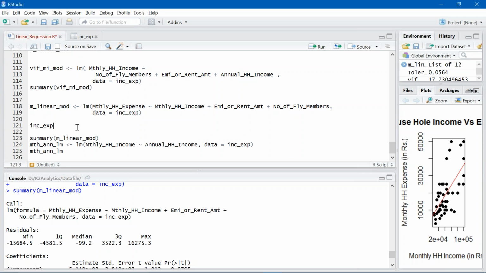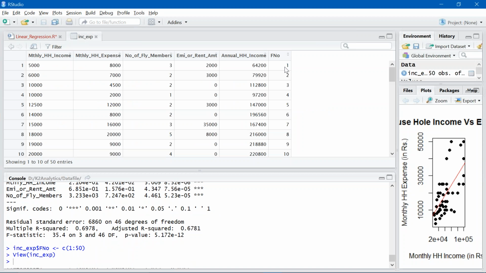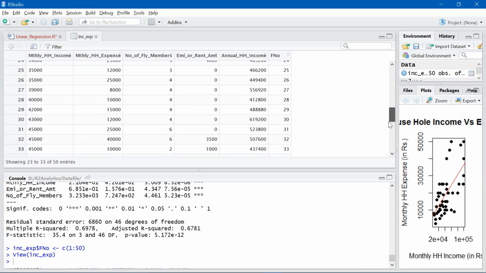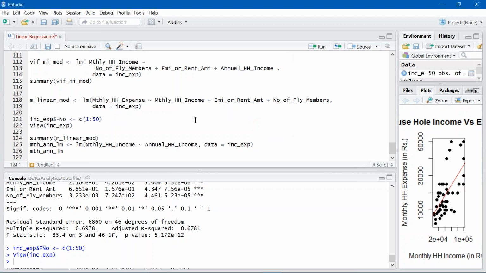So income expense dollar flat number is equal to, because I know there are 50 observations, I'll create a vector of 50 and directly assign those values. So let us just do view income expense. A new row, flat number, has got added. Values are 1, 2, 3, up to 50. Now I'll add this. This was my final model, but I'll now add this variable also.